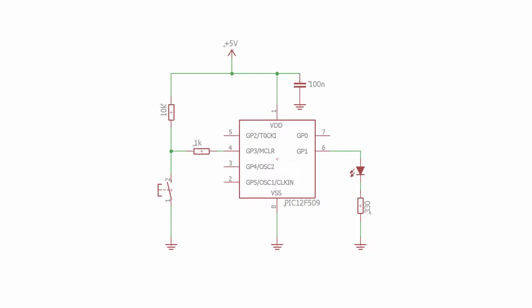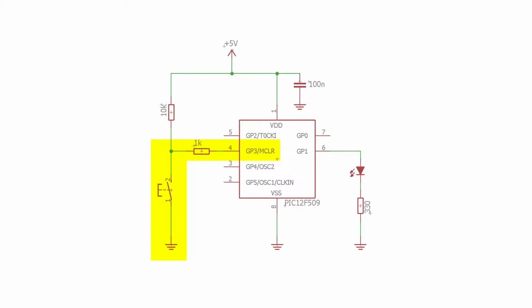We'll use a similar circuit to before, with an LED driven by GP1, but now with the PIC 12F509 instead of the 10F200, and a push button switch connected to GP3. The 1K resistor isn't really needed in this example, but series resistors like this help protect the PIC's inputs from high or negative voltages, or from short circuits if the pin is accidentally configured as an output.